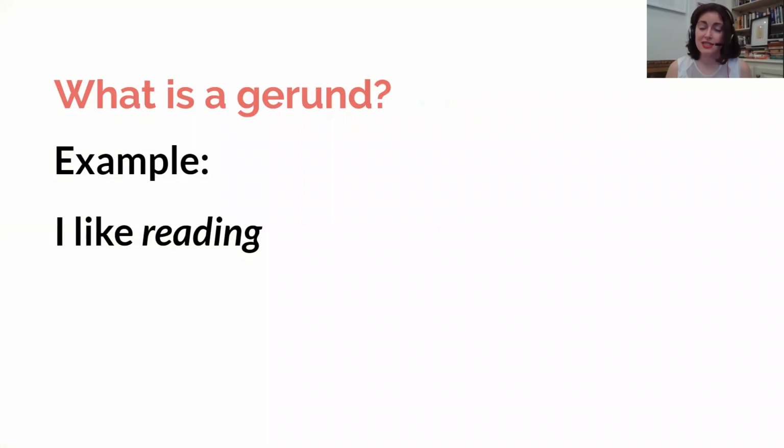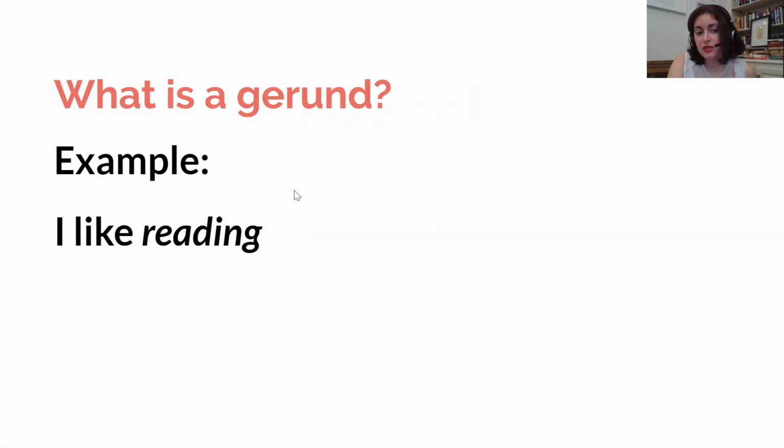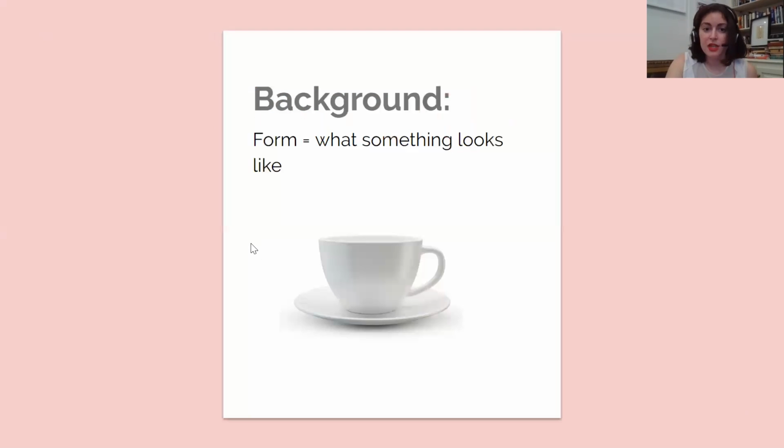So first, what does a gerund look like? A really typical example would be a sentence like this: I like reading. So this word reading right here is considered a gerund. So let's see why. In order to understand what a gerund is and how it's used, we need to understand the difference between the form of a word and the function of a word.